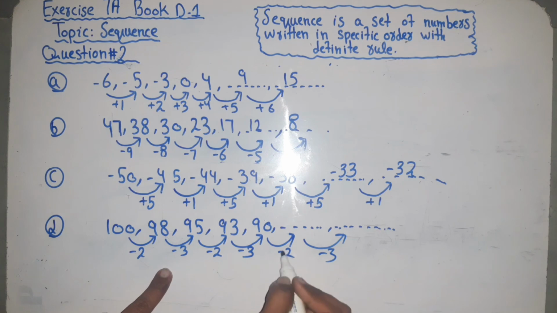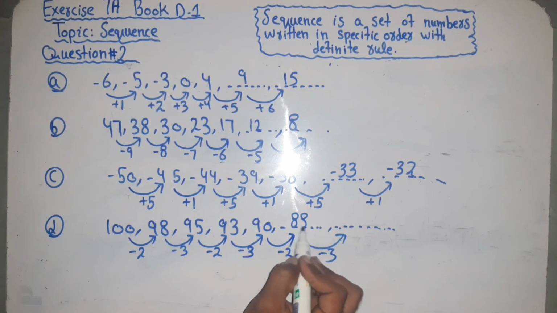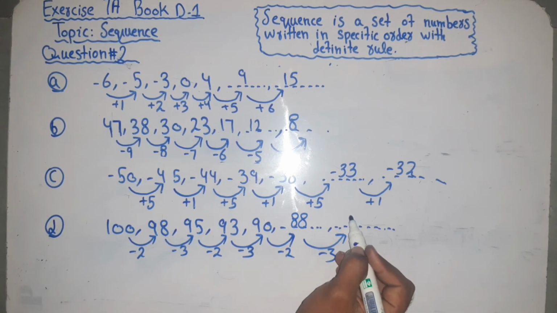So if we subtract 2 from 90, we'll get 88, and if we subtract 3 from 88, we'll get 85.